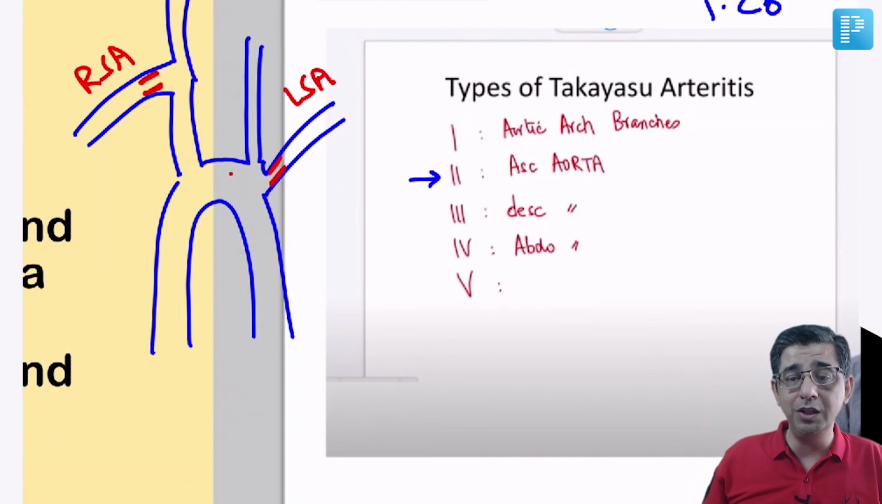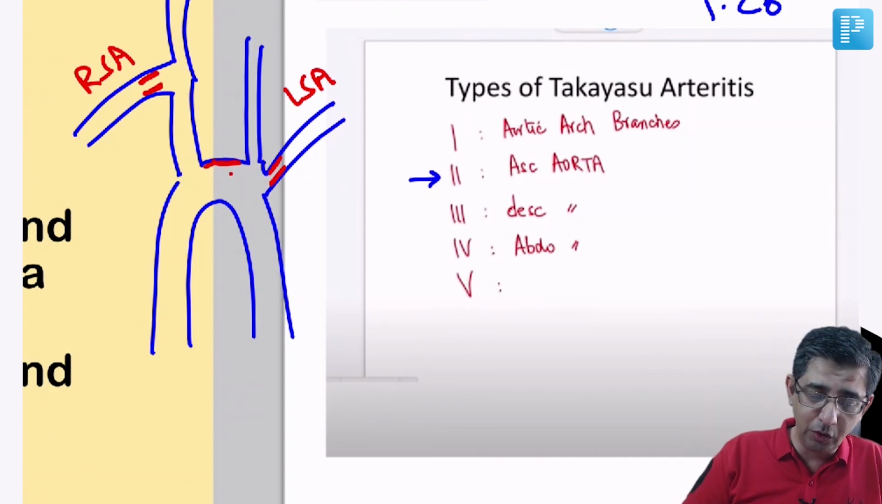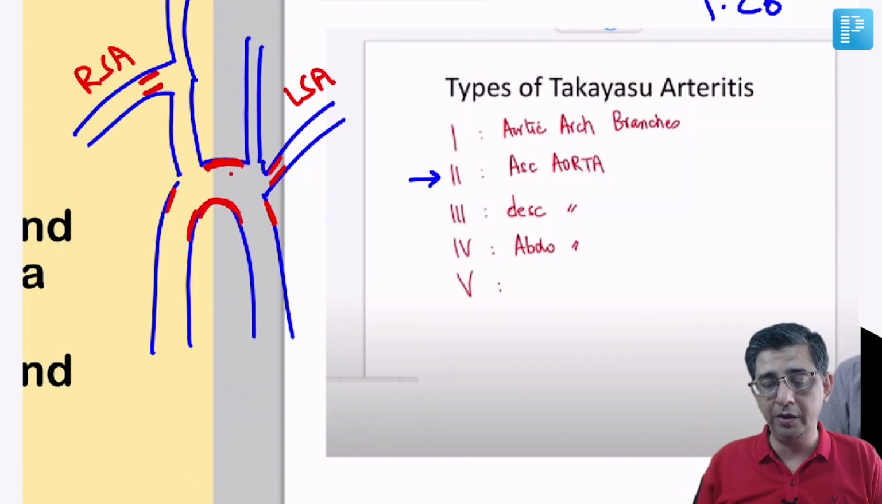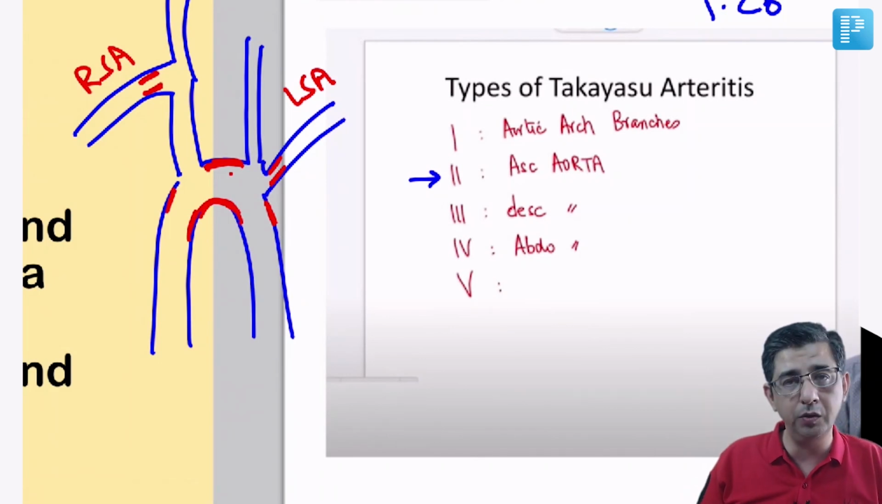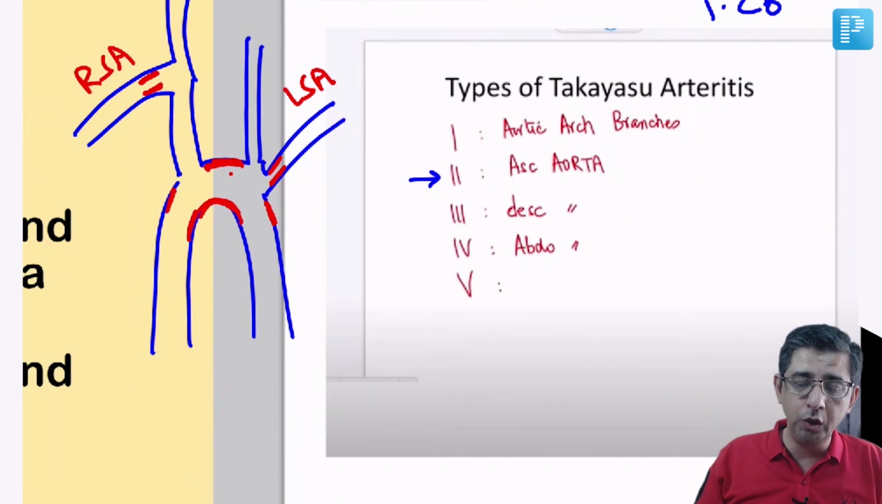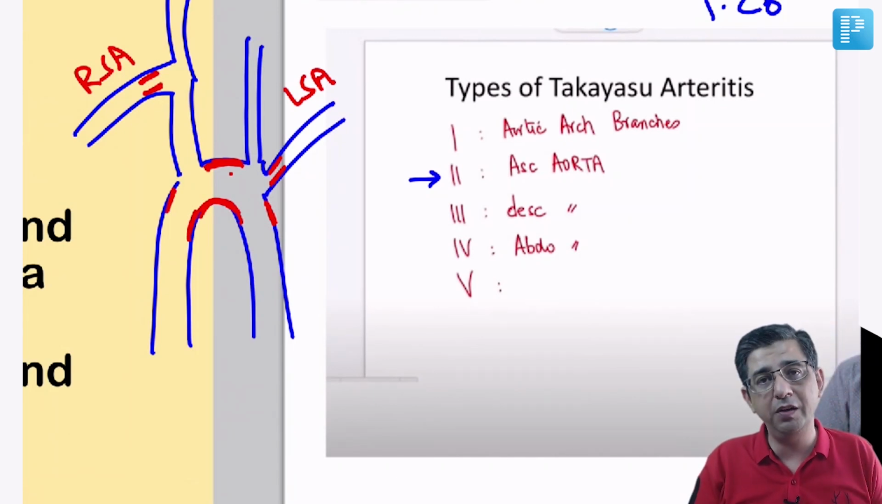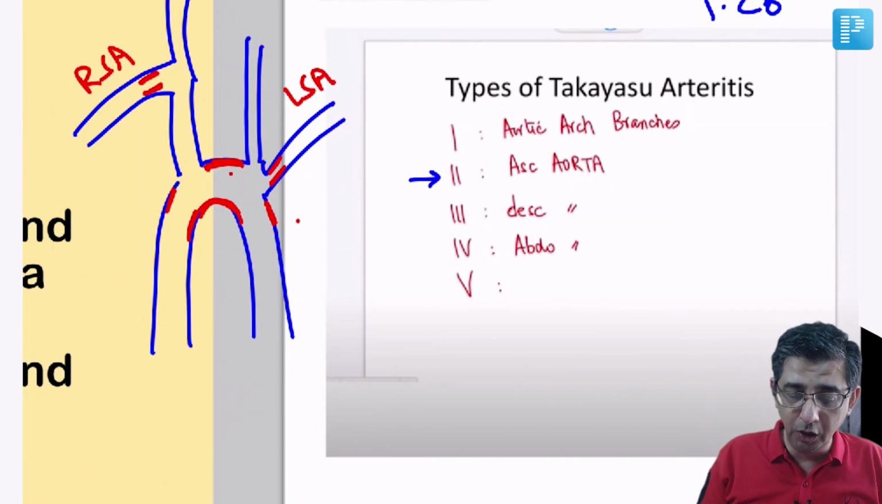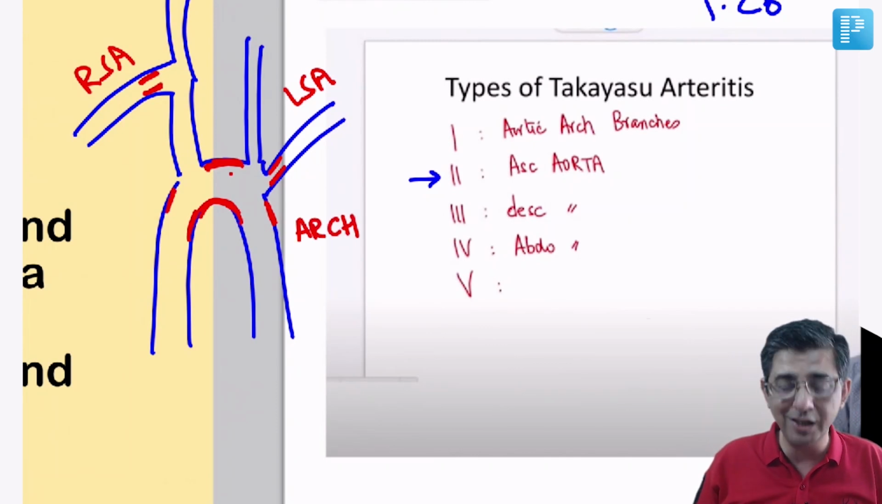But as the disease progresses, it will also start causing involvement of even the arch of the aorta. So type 1 Takayasu's arteritis is only when the branches are involved. The branches are left subclavian and right subclavian. Type 2 is when you are not only having the involvement of the left and the right subclavian, but you're also having involvement of the arch of the aorta as well.